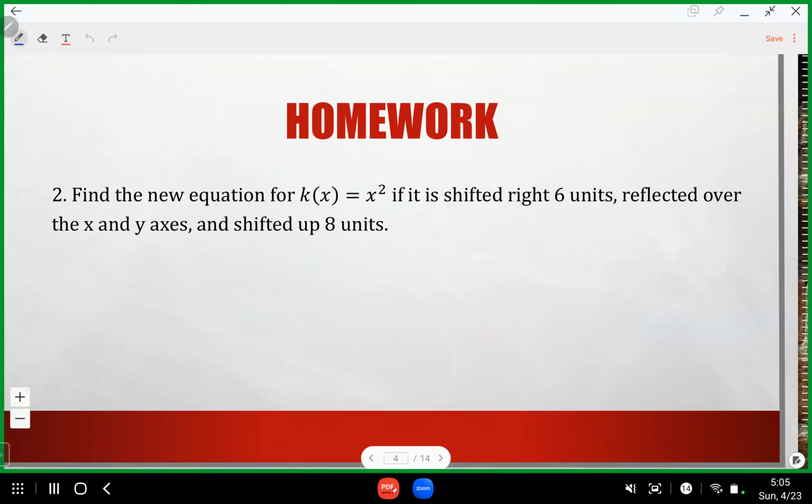Find the new equation of k of x is equal to x squared if it is shifted right 6 units, reflected over the x and y axes, and shifted up 8 units. So find the equation for that.